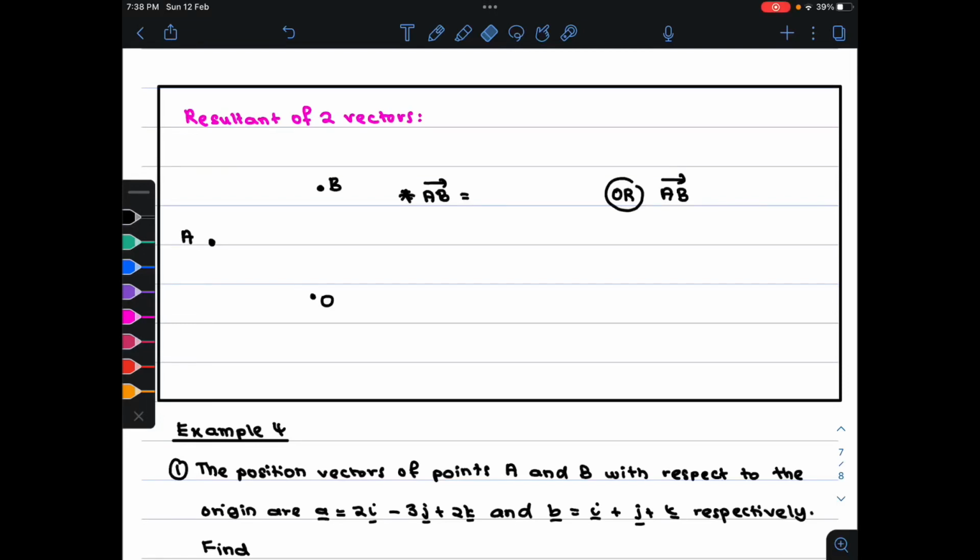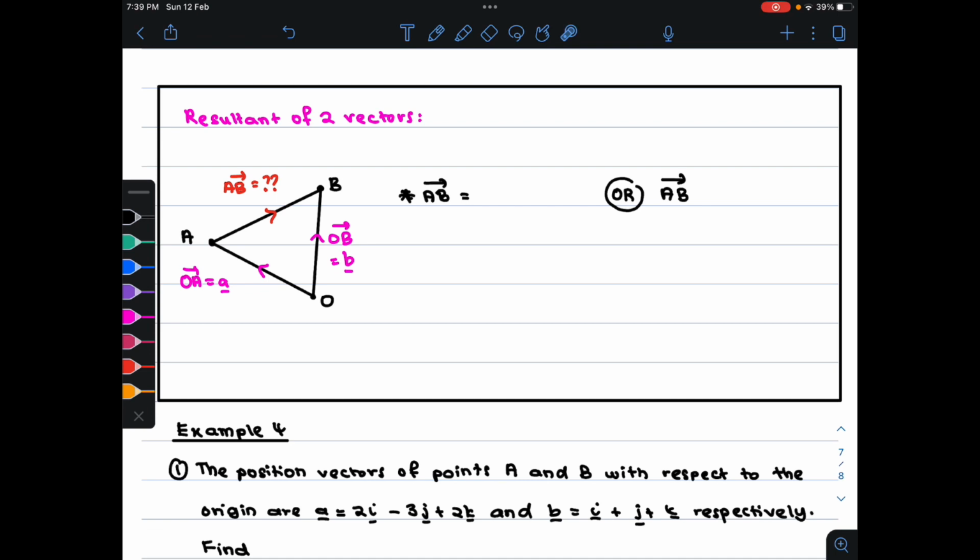The last part of 5.1 is called resultant of two vectors. So here, say that I have an origin and two coordinates A and B. So let's call vector OA as vector A and vector OB as vector B. Now what if I want to find a new vector AB? How do we do that?